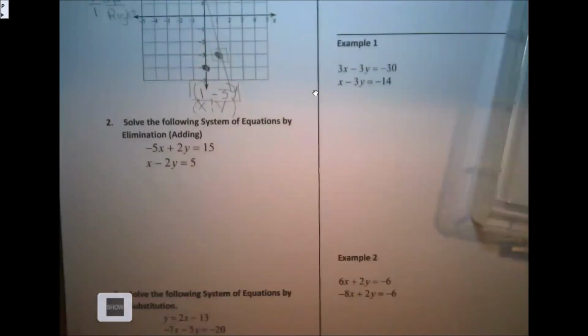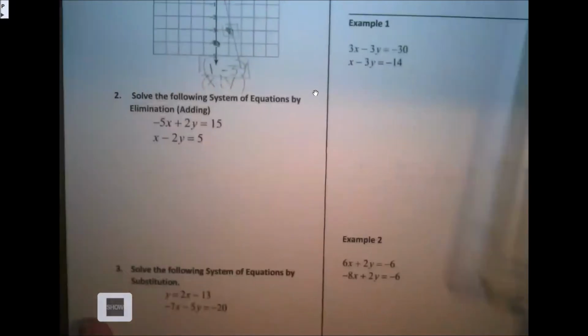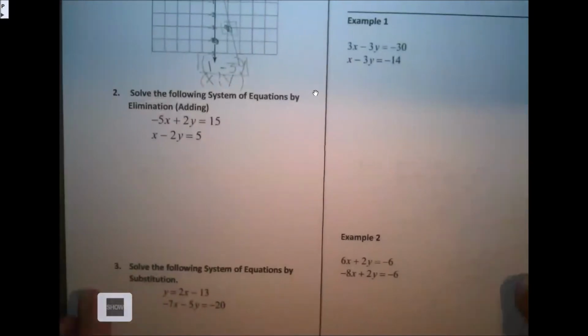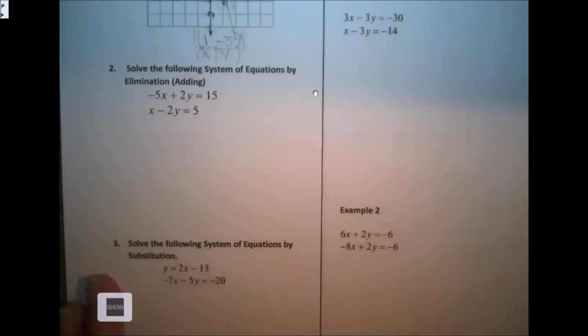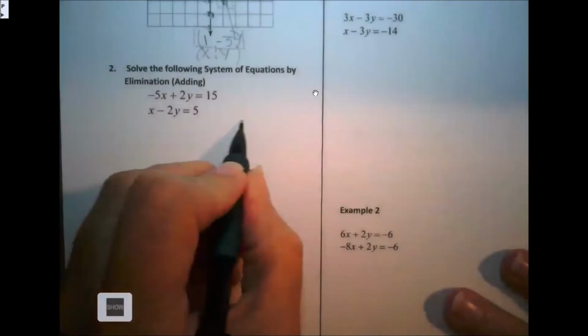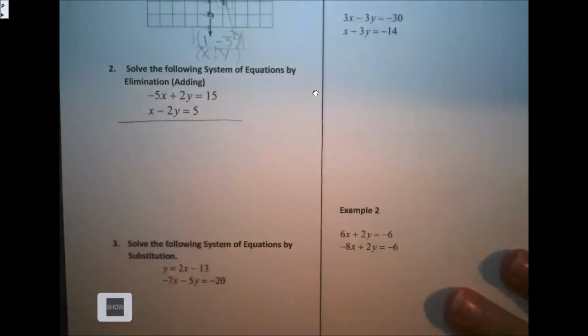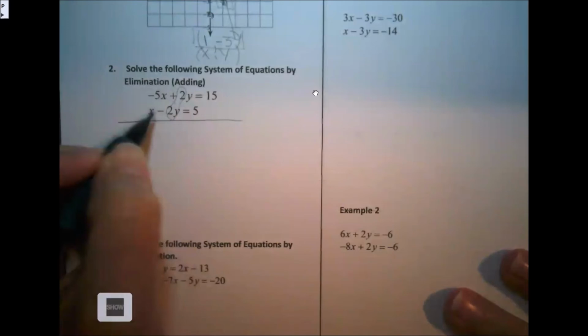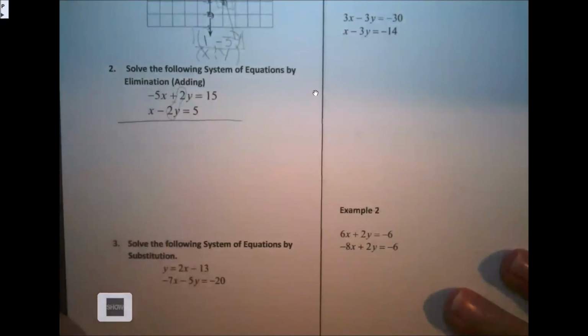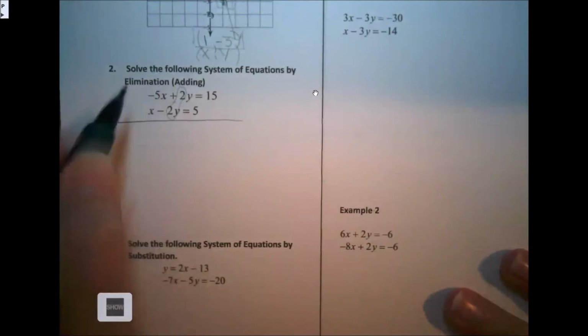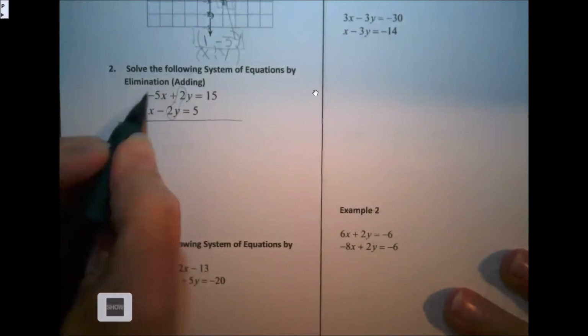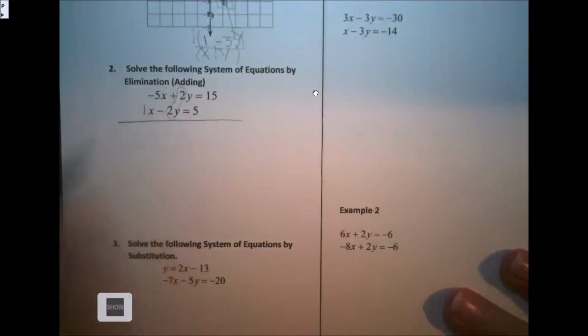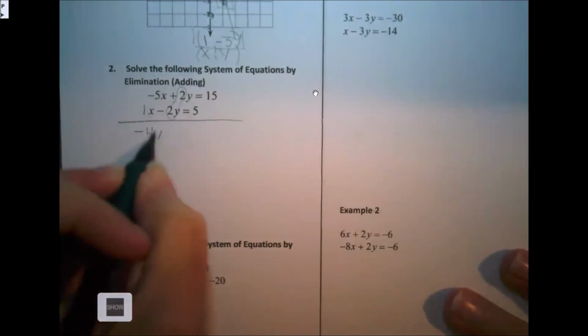All right, let's go down to number 2. On number 2, if you attended the Zoom session on Friday, we already did this one, so you can fast forward. I'm going to draw my line there because I have the same number. I looked for opposite signs. I have opposite signs. That means I can just add going straight down. So I've got a -5x and my imaginary 1 here. So -5 plus 1 is going to give me a -4x.